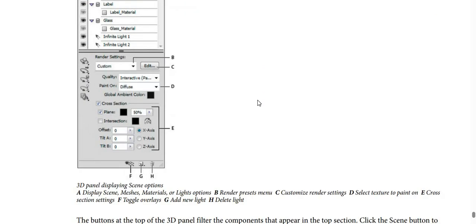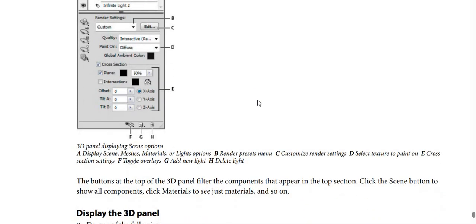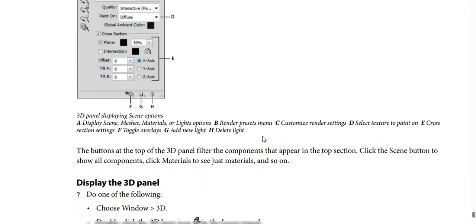This image is excellent for you now. The 3D panel displaying: A, scene options, B, meshes or materials or lights options, C, render presets menu, D, customize render settings, E, select gesture to paint on, F, cross section settings, G, toggle overlays, H, add new light, and I, delete light.